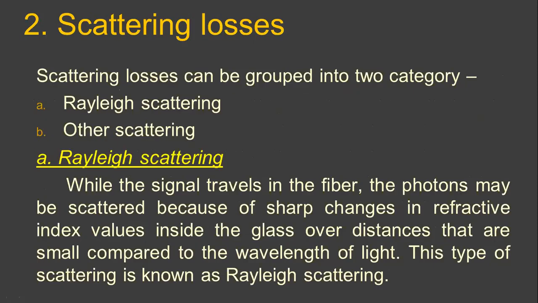So next we'll go to the scattering losses. Scattering losses can be grouped into two categories, that is Rayleigh scattering and other types of scattering. First we'll see what is Rayleigh scattering. While the signal travels in the fiber, the photons may be scattered because of sharp changes in refractive index values inside the glass over distances that are small compared to the wavelength of the light. This type of scattering is known as Rayleigh scattering.